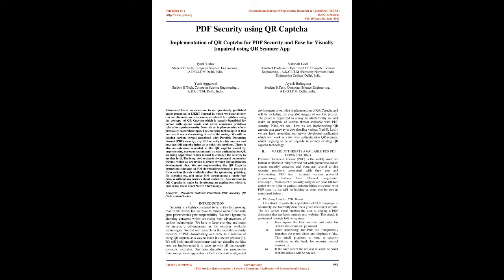A.D.G.I.T.M, Delhi, India. Abstract: This is an extension to our previously published paper presented in IJERT journal, in which we describe how we can eliminate security concerns related to CAPTCHAs using the concept of QR Captcha, which is equally beneficial for persons with special needs and solves numerous problems related to CAPTCHA security. Now this is an implementation of our previously researched topic.